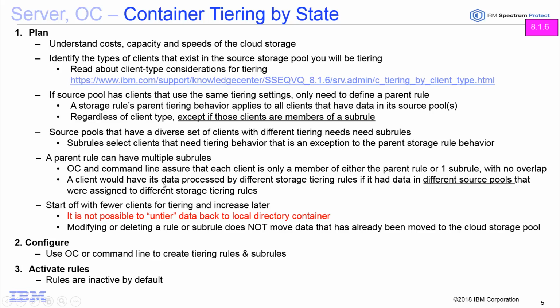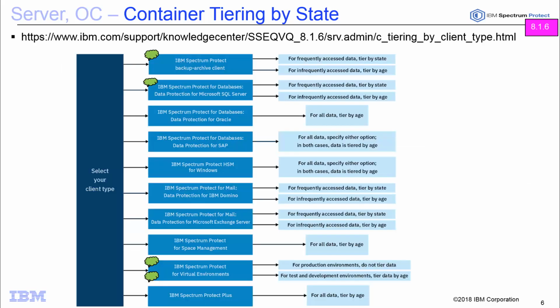Okay, so once you've set up your plan, then you're going to go ahead and configure those parent and sub rules using either the Operations Center or the command line. And finally, you have to activate the rules because by default, those rules will be inactive.